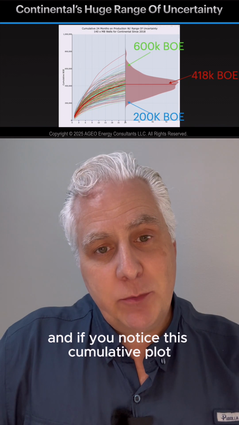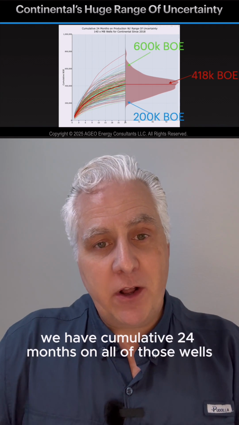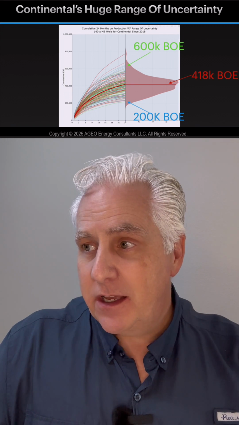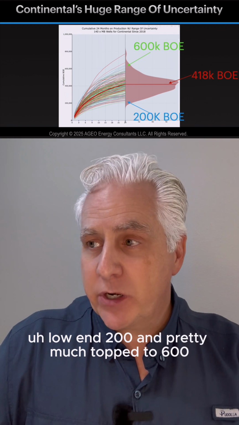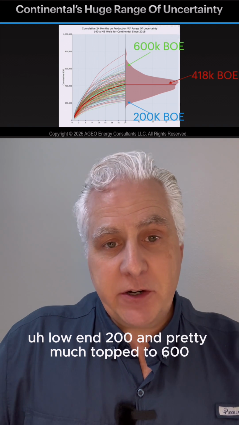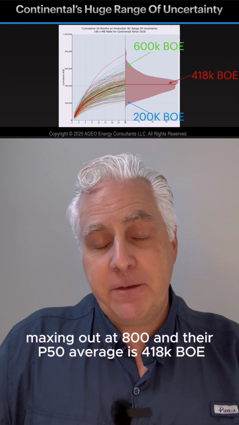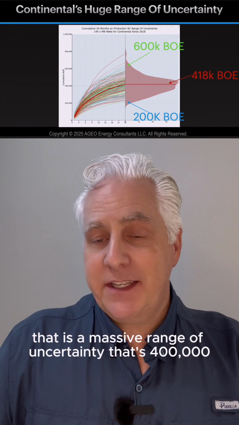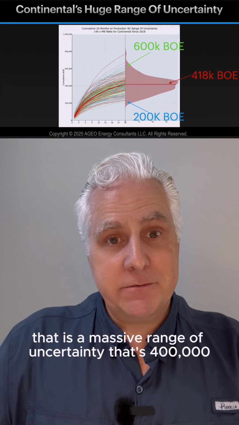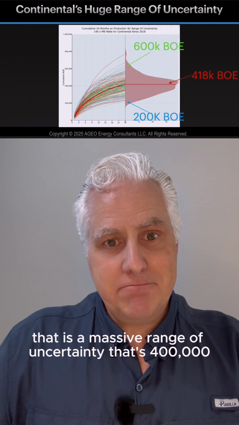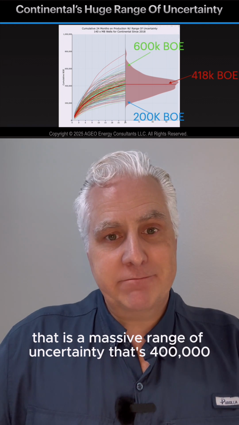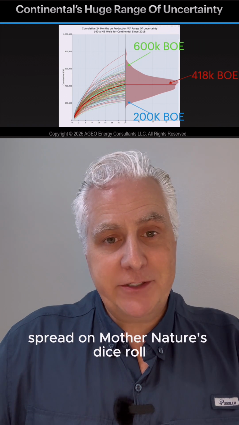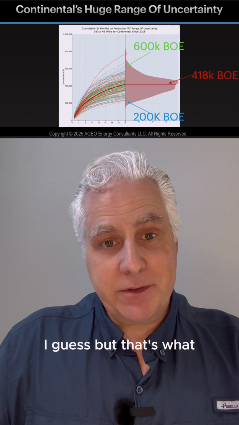And if you notice this cumulative plot, we have cumulative 24 months on all of those wells, and you can see a huge range of uncertainty. Low end 200 and pretty much up to 600, maxing out at 800, and their P50 average is 418 kBOE. That is a massive range of uncertainty. That's 400,000 spread on Mother Nature's dice roll, I guess. But that's what they're getting.